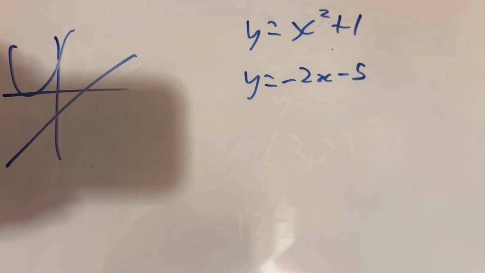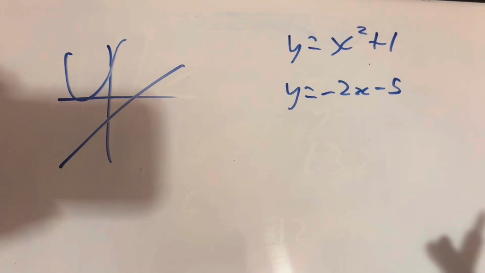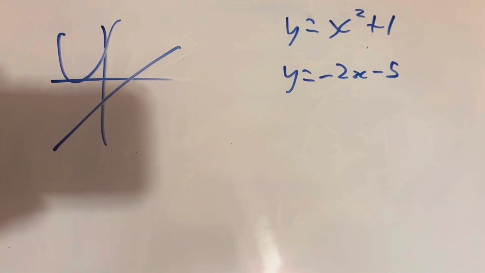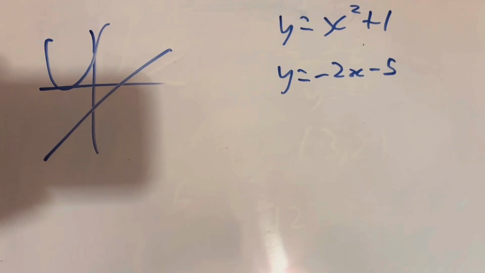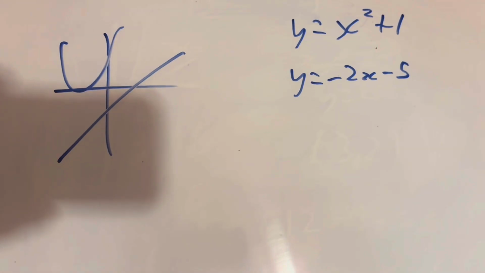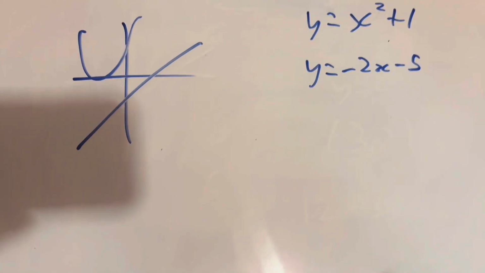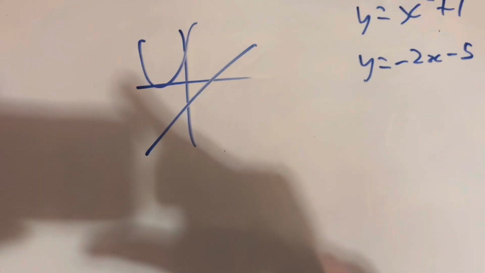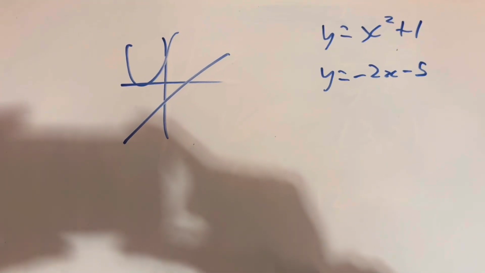So what can you do to stop yourself from doing all of that work and finding out that there's no solutions? Or if the question is just asking you how many solutions there are, there could be 1, there could be 2, there could be infinitely many, or there could be 0, right? So the easiest way that I'd recommend is just plug it into your calculator and look at the graph, right?